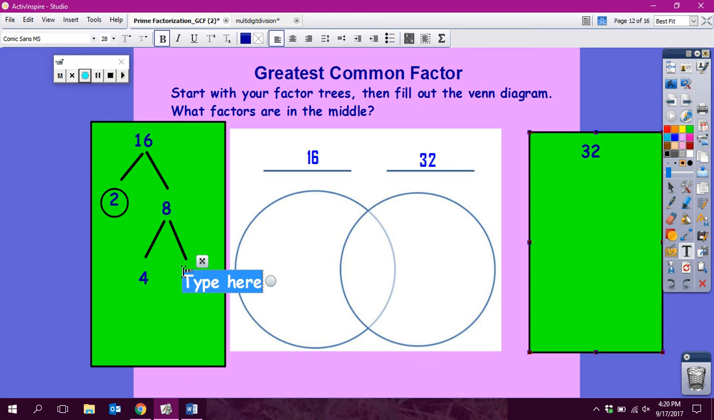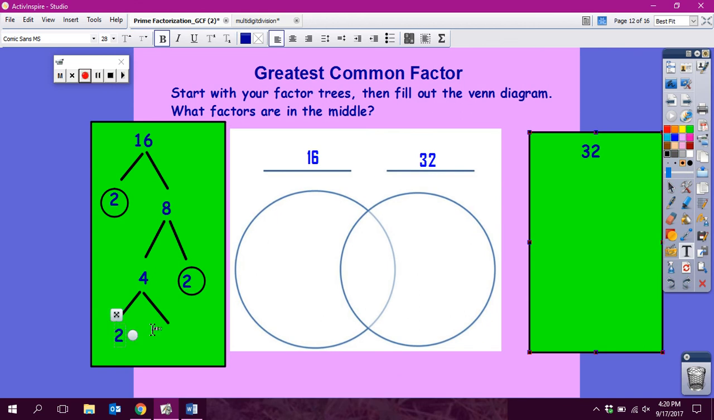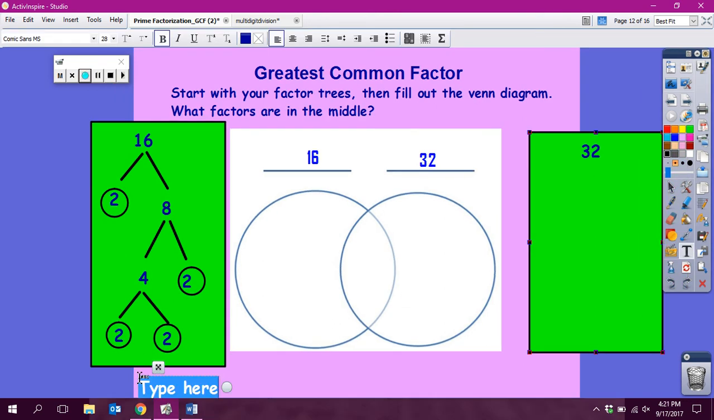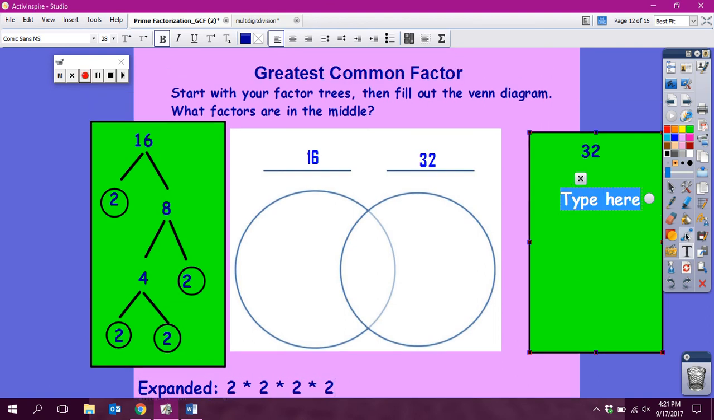And again, 2 is prime. So I'm going to go ahead and circle that. And then 4 can be broken down into 2 times 2. Okay. And I'm going to circle those 2 2's as well. And I didn't leave myself much room to write this expanded form, did I? Oh well, I can write it underneath it. Okay. So my expanded form for this would be 2 times 2 times 2 times 2. And we kind of already did that one earlier.